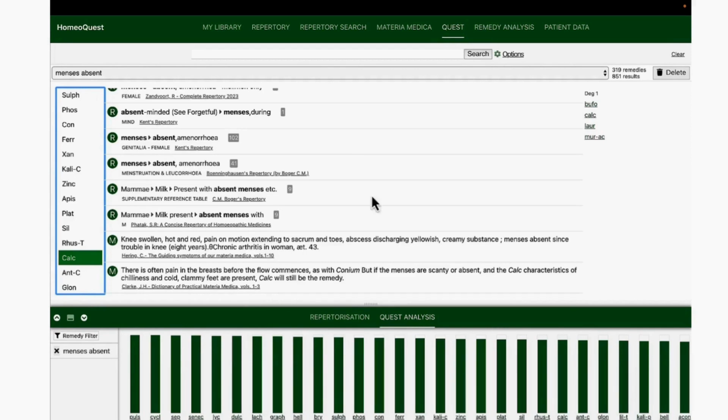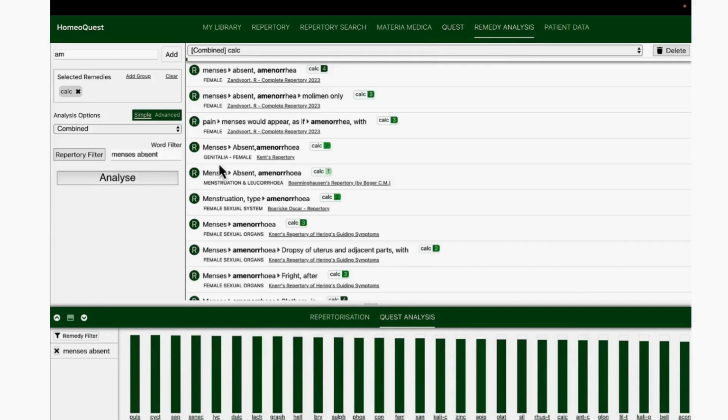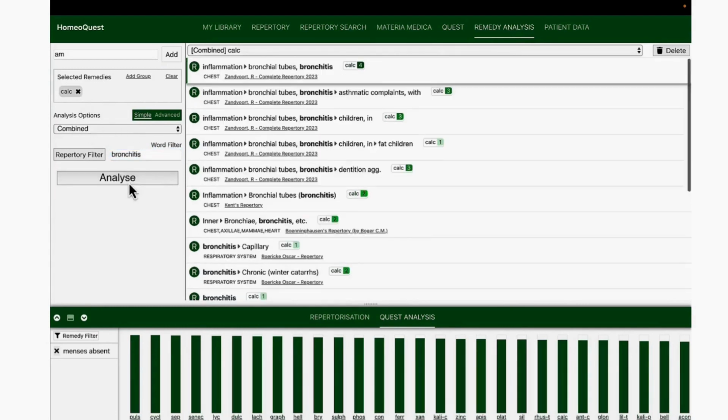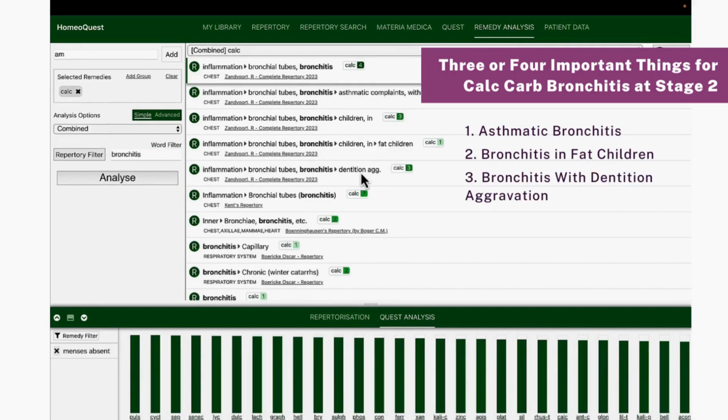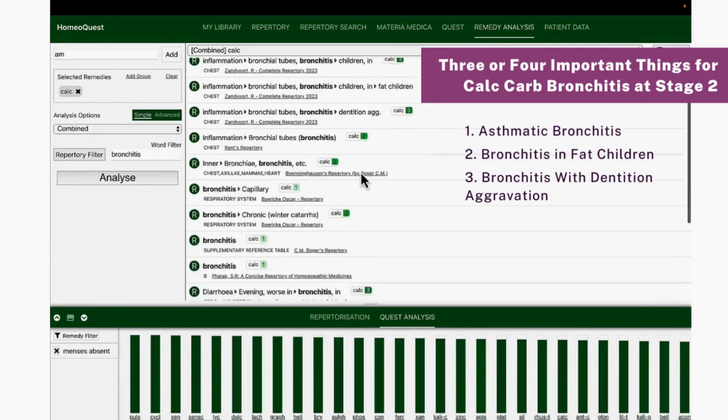Let's look at another symptom. So if I'm looking at, say, Calc Carb for bronchitis. So I still have Calc Carb selected here, but now I'm looking at bronchitis symptoms. And what do you see here? Again, you have 3 or 4 important things. Asthmatic bronchitis, bronchitis in fat children, bronchitis with dentition aggravation. What else do you see?